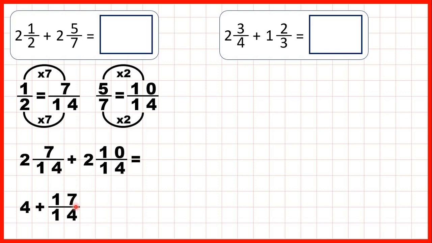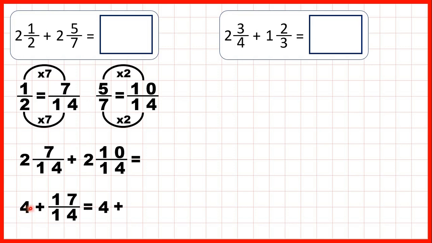we get 17/14. That's because when we add fractions, the denominator stays the same, and 7 plus 10 is 17. But we can't write 4 and 17 over 14 as our answer, because we can't have an improper fraction in a mixed number. We can't have a fraction where the numerator is larger than the denominator. So we need to change that 17/14 into a mixed number.